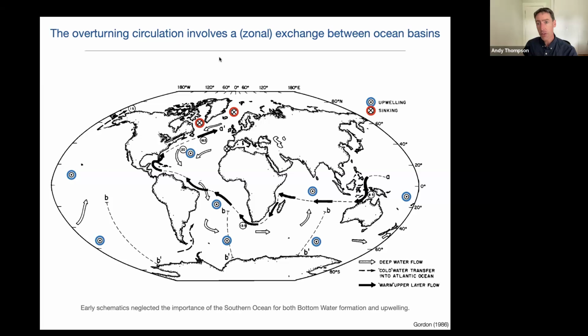And therefore, most of that upwelling that would return waters back to the surface was thought to occur not in the Atlantic, where deep water formation happens, but rather in those other basins. And of course, the Southern Ocean was this important route for exchanging water between the different basins.